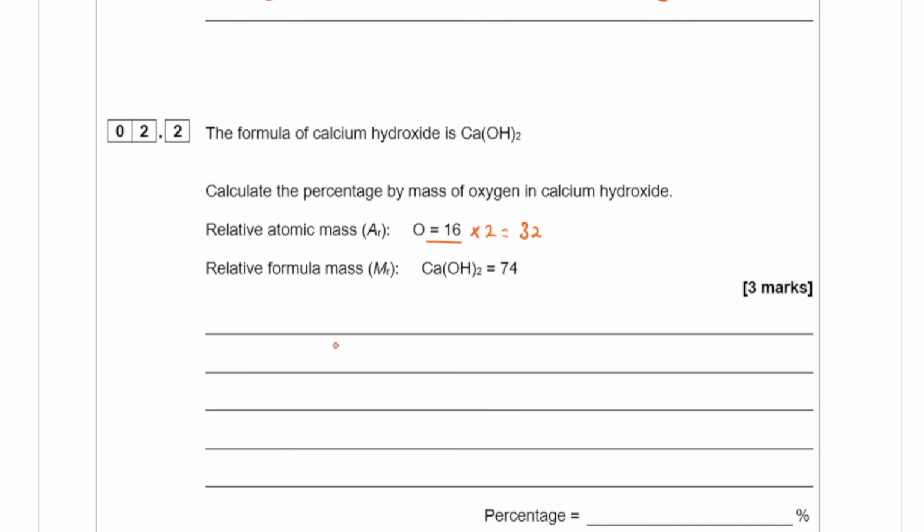So 32 divided by 74 and then multiplied by 100. That should give you 43.2%.